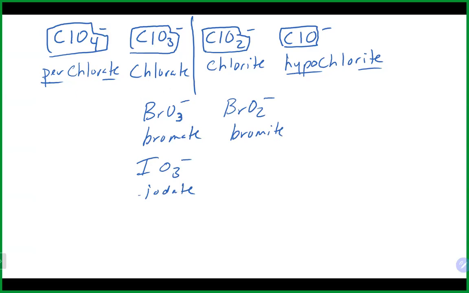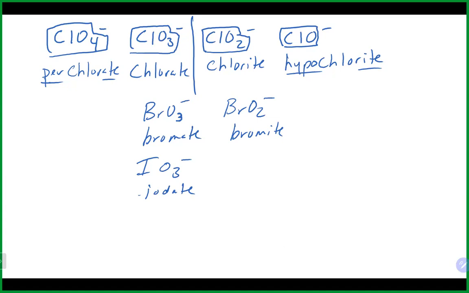So this is how you could pretty straightforwardly, hopefully, figure out some of these polyatomic ions. There are groups of 2s and groups of 4, and they're related to each other. Any questions on that?